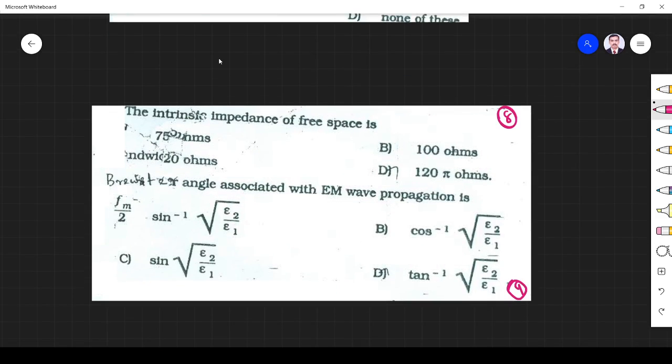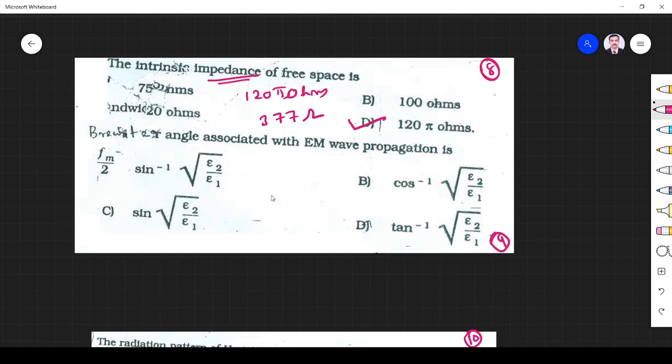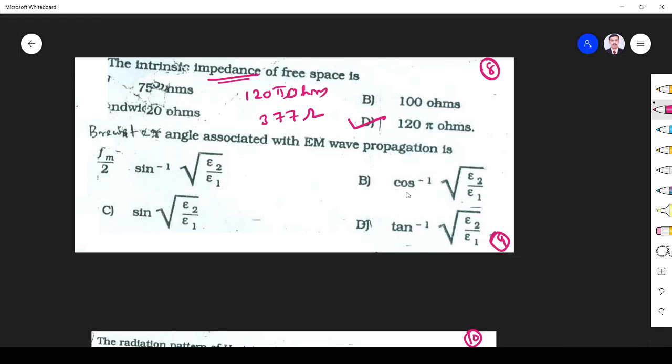Okay. Next one, the intrinsic impedance of free space. Intrinsic impedance is nothing but the impedance which is faced by an EM wave in free space. Its value is 120 pi ohms or it is 377 ohms. Both are right. So option D is the right answer. Okay. Next one, the Brewster angle associated with electromagnetic wave propagation is tan inverse of root of epsilon 2 by epsilon 1. Direct question.